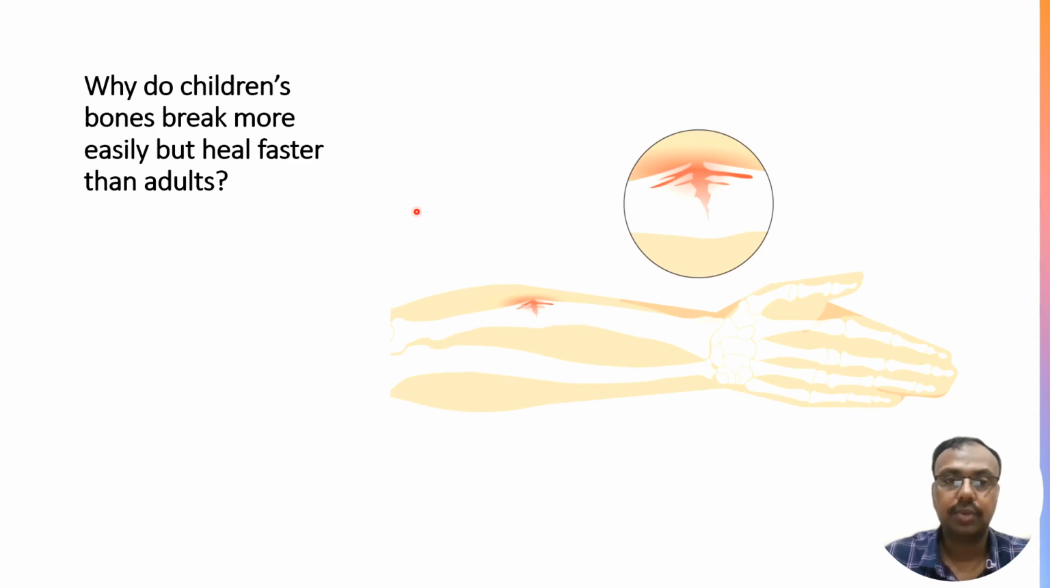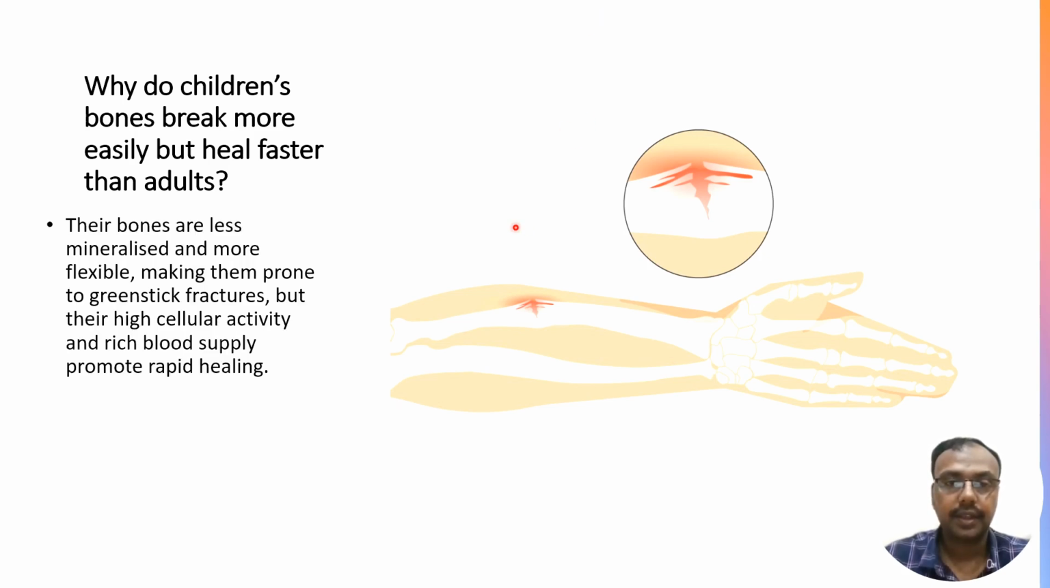Why do children's bones break more easily but heal faster than adults? Their bones are less mineralized and more flexible, making them prone to green stick fractures, but their high cellular activity and rich blood supply promote rapid healing.